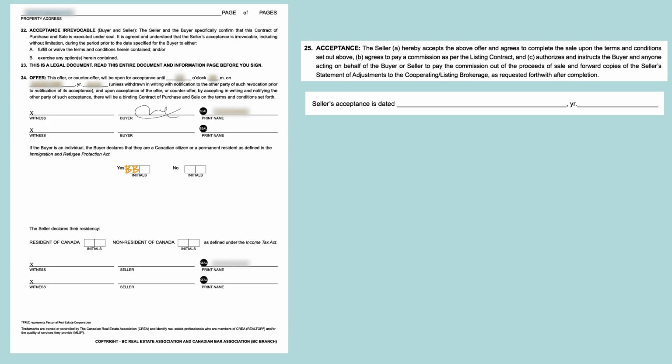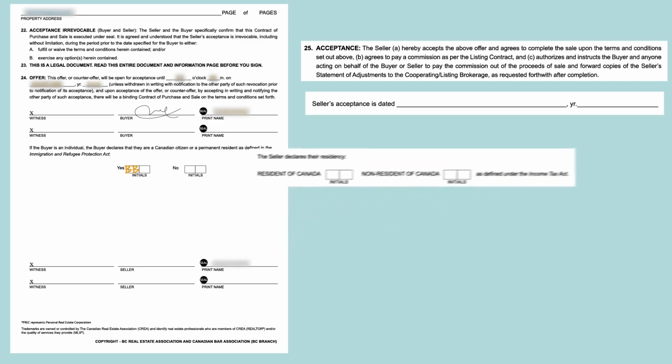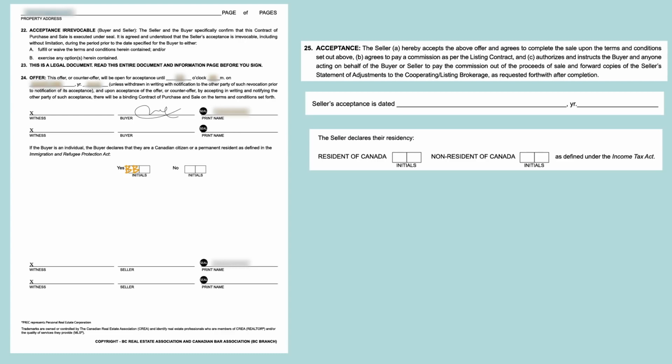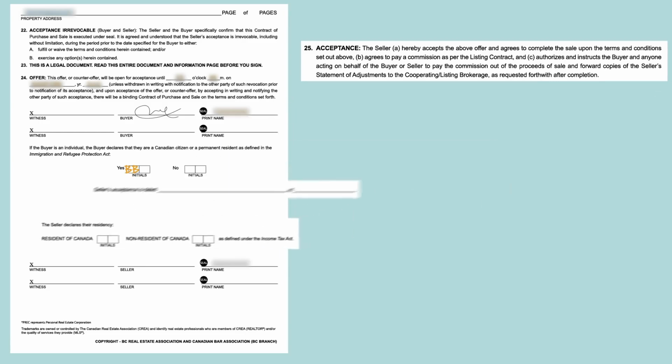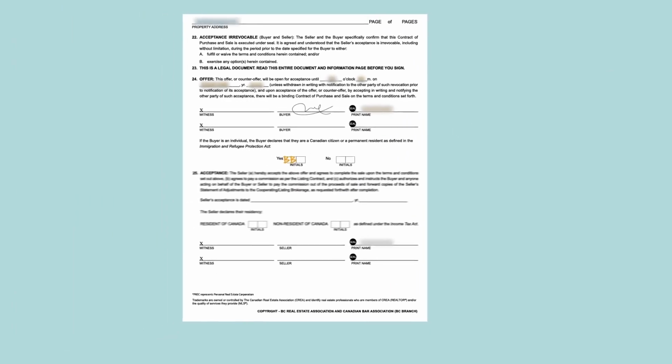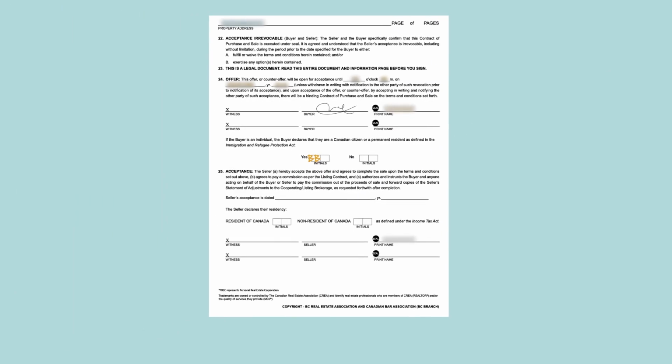This date is often used as a reference for any terms that may be determined based on the date of acceptance. For example, the date and time that the deposit becomes due. In this section, the seller must also specify their residency status under the Income Tax Act by initialing the appropriate box. Residency status information is important for determining whether certain withholdings and remittances need to be made by the buyer on closing if the seller is a non-resident of Canada.